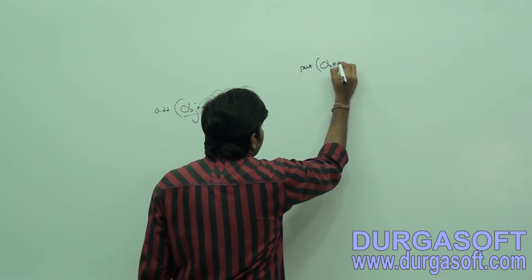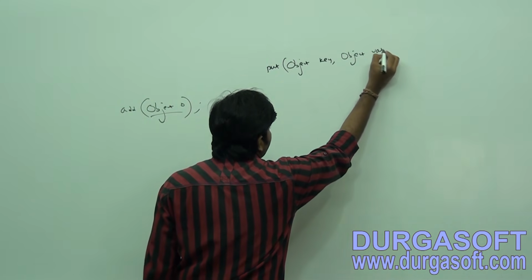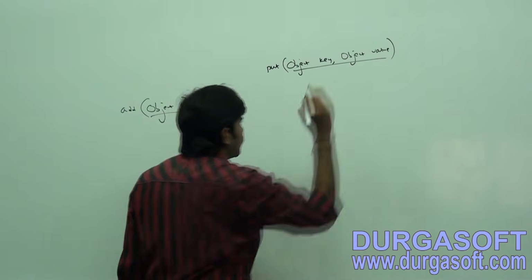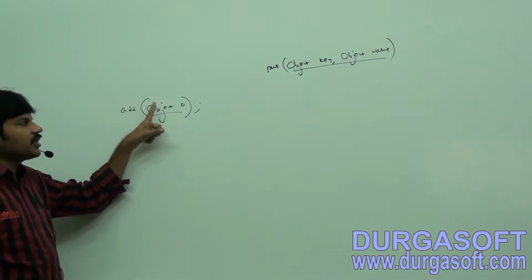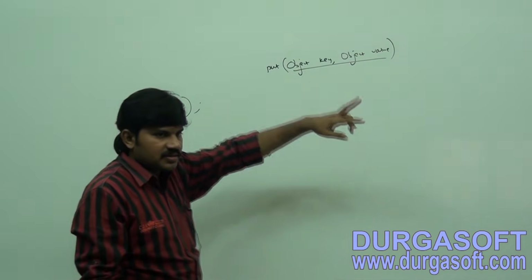Object key, comma, object value. Have you observed? The words completely got changed. But here only one argument, because we can add only one object, but here one key value, both we have to add simultaneously.